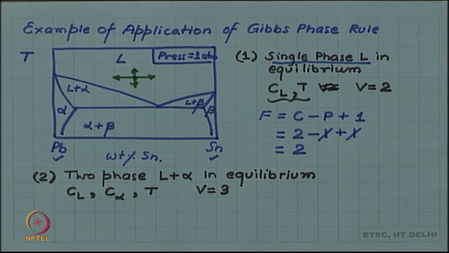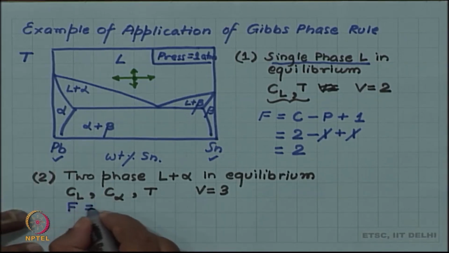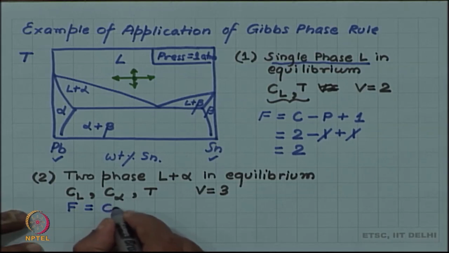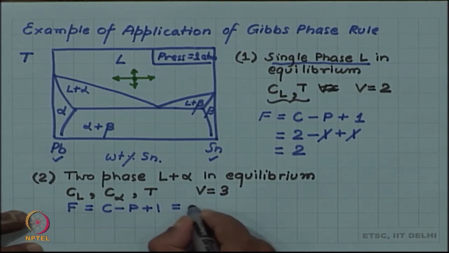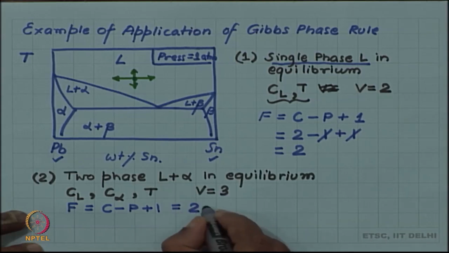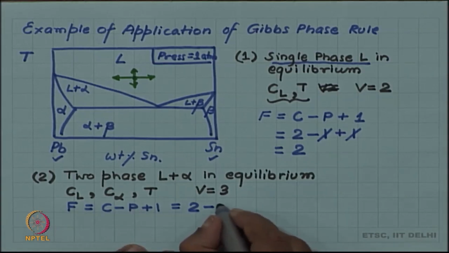But what has happened to our degree of freedom? So, if I now apply the degree of freedom, C minus P plus 1, the number of components is still 2, but the number of phases have also become 2, liquid and alpha.